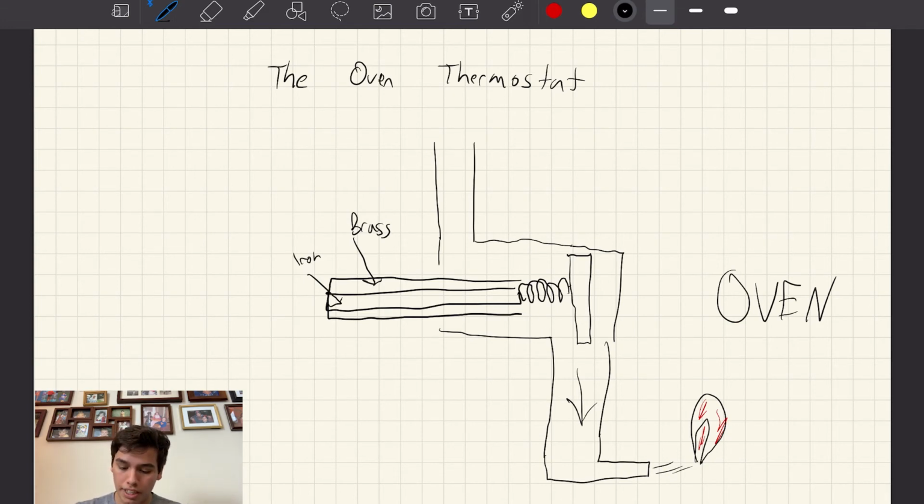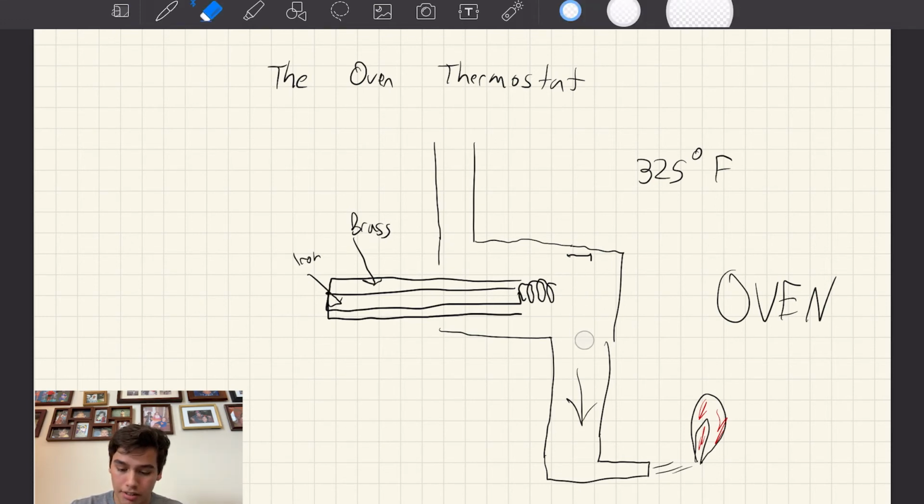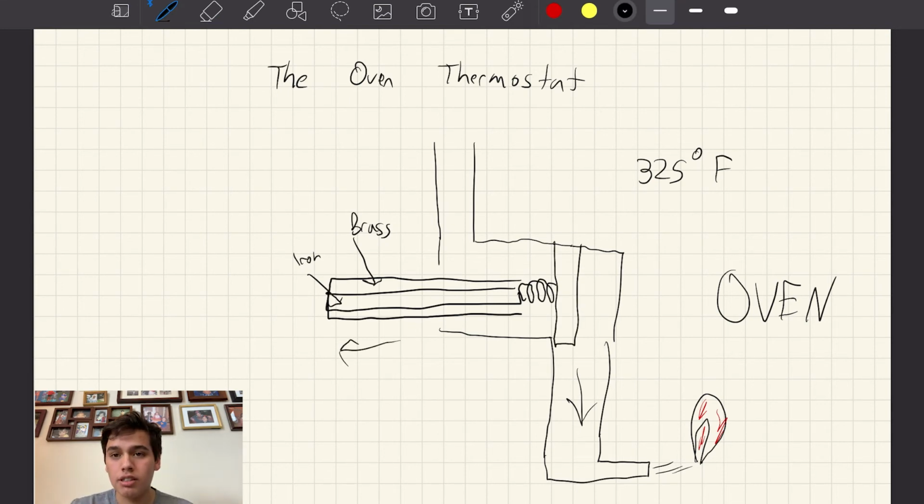So when there's more heat, let's say the oven gets really hot, the way we design the metal, we want the oven to be 325 degrees Fahrenheit, right? If it reaches above 325, then this brass bar would expand, pulling back the iron, and this bar would shut the valve so that there'd be no more gas going to the flame. So do you understand that?